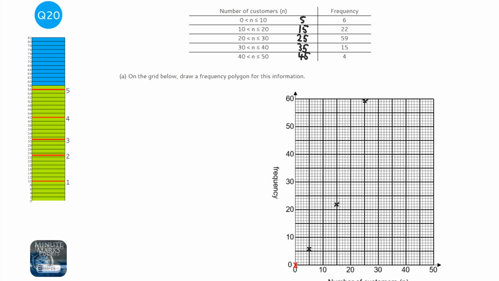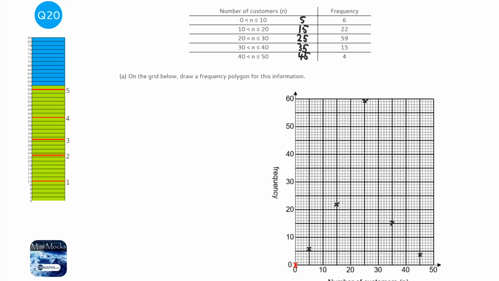35, 15. A little bit lower than that, but that's fine. 45, 4. Now we're only halfway done, and my points aren't exact because the screen I'm using isn't the most precise, but it's good enough.